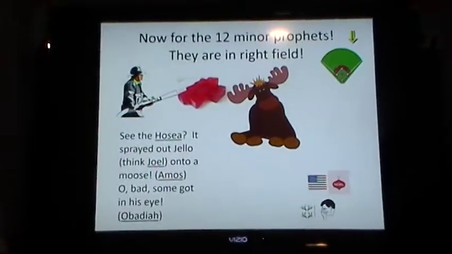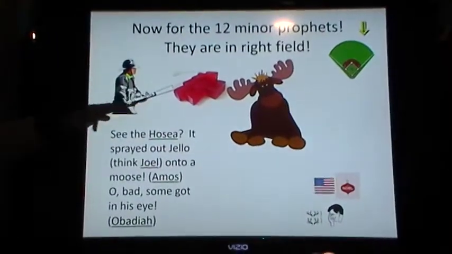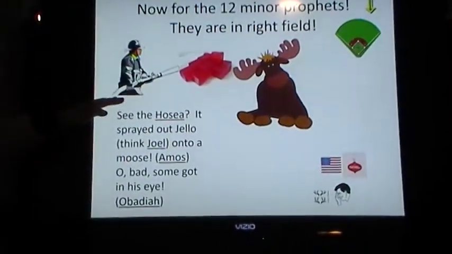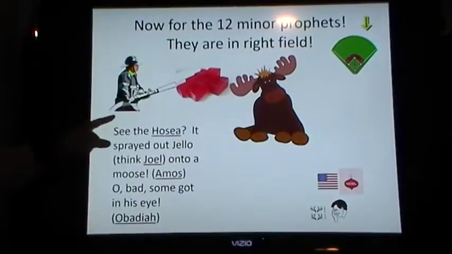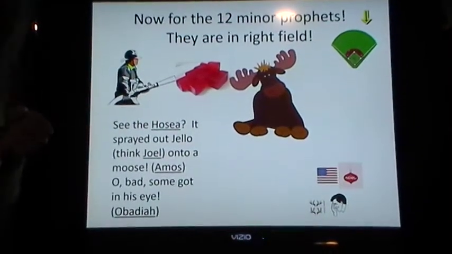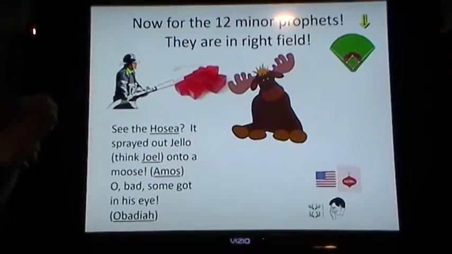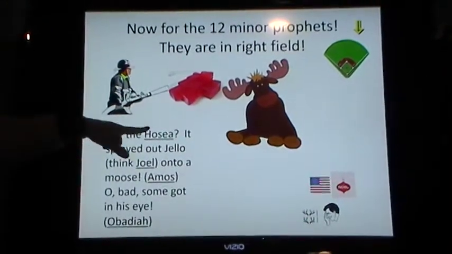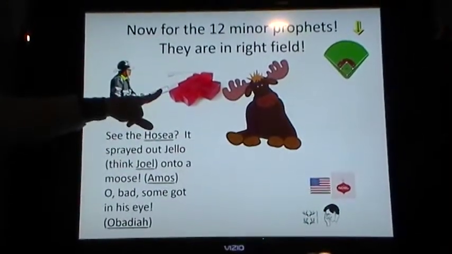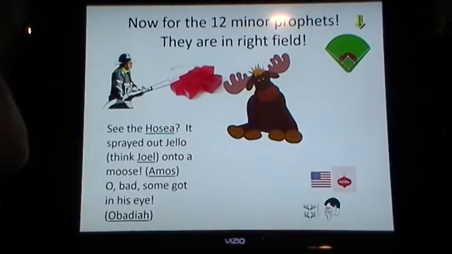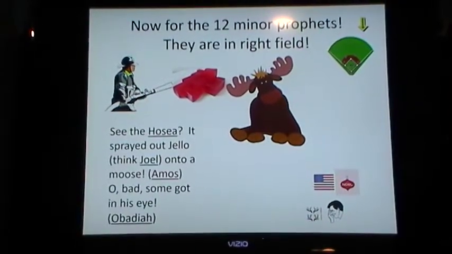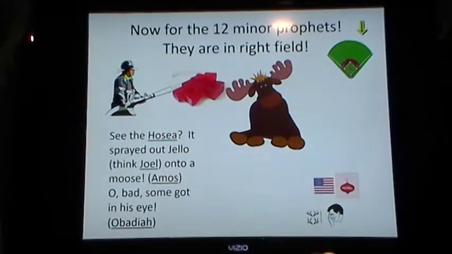Okay, so if you see this hose that the fireman is holding, think of Hosea. Hosea. So our fireman is first, right? We love our fireman. He's number 1. He's first. Hosea. But out of his hose comes Jello. Jello reminds us of Joel. That's another stretch, right?